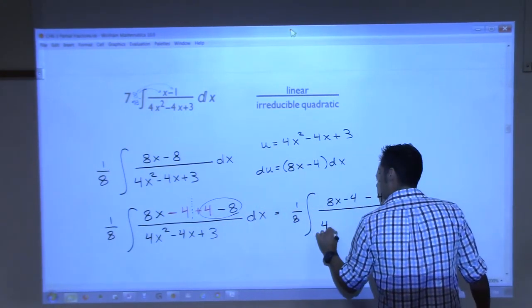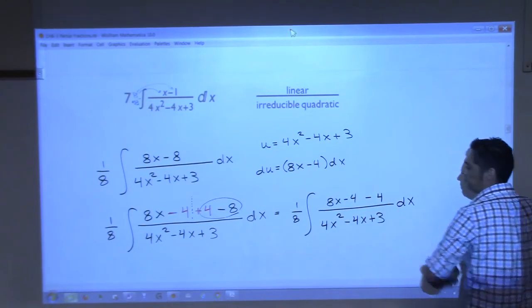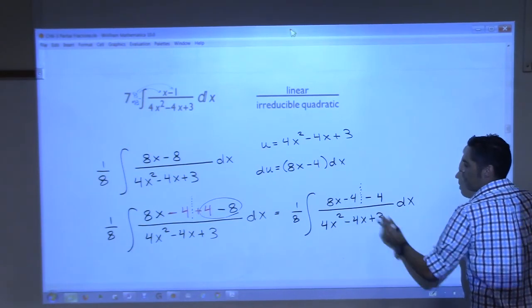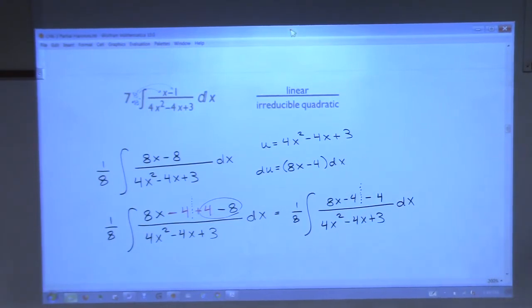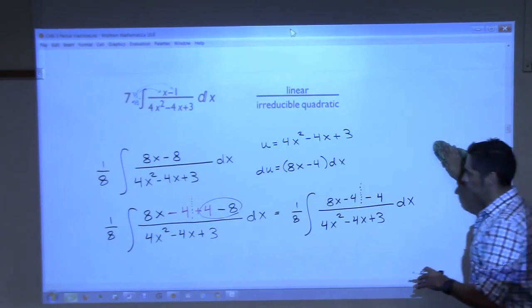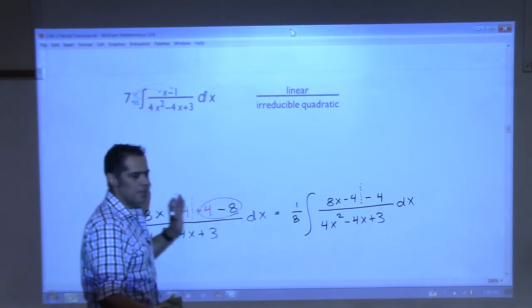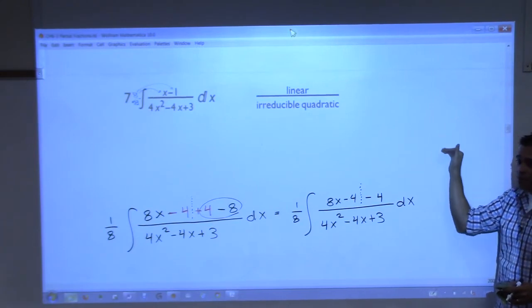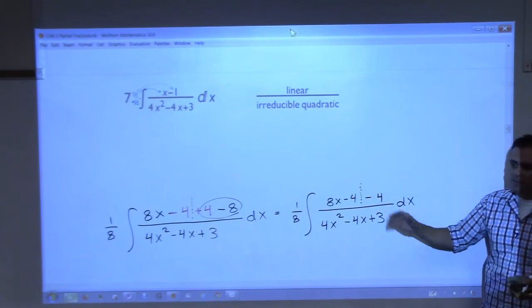And then over 4x squared minus 4x plus 3 dx. Now I'm going to split into two integrals. I'm going to do all of this over this, and then that over that, and I'm going to not forget my 1/8 out front, not negative 1/8, 1/8 out front. Any questions? I have not made a substitution, have I? I've done nothing. All I've done is look at a substitution that I wish I had, and then I made it happen, created a new issue that I feel comfortable handling.